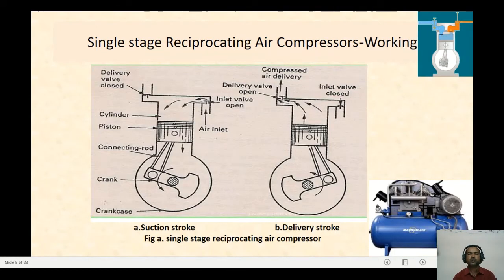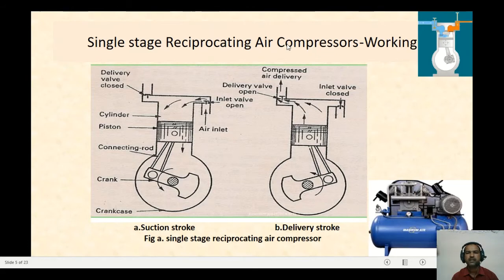So now we will move to the construction and working principle of a single stage reciprocating air compressor. How does it work? Mainly the single stage reciprocating air compressor works on the principle of, what is that? The pressure difference. So it works on the principle of pressure difference.